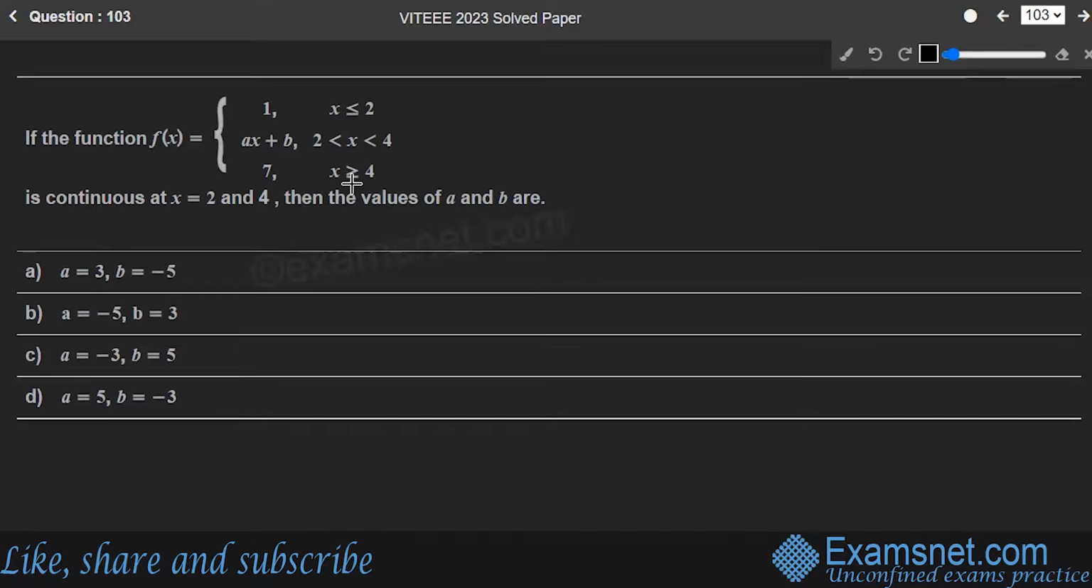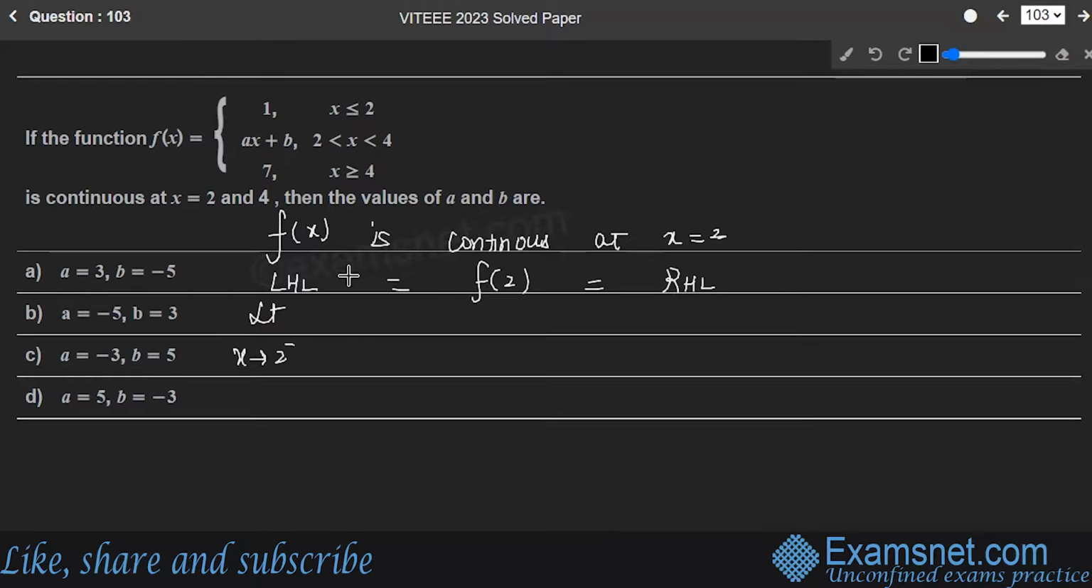Since the function f(x) is continuous at x is equal to 2, therefore, the left-hand limit will be equal to f of 2, which will be equal to the right-hand limit. Let's find out. So this is the limit x approaching 2 minus. This is equal to f of 2, this will be 1.